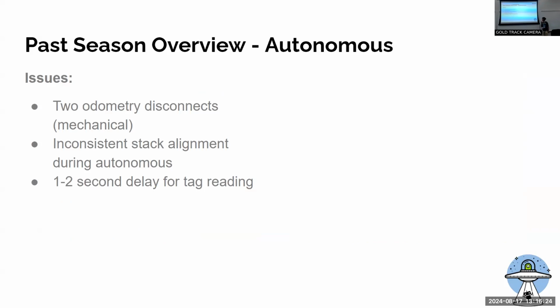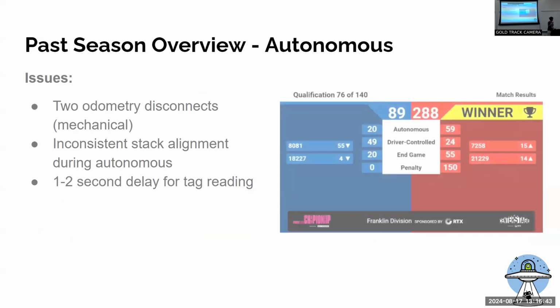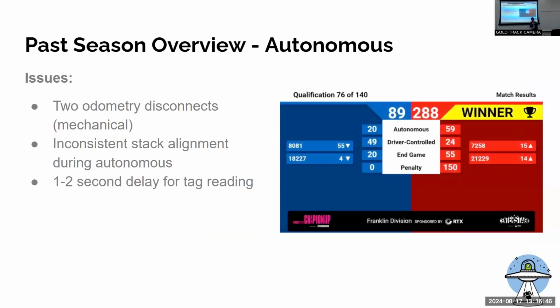So that's what I want to talk about, what I learned from last season's World Championship. The first issue, the most embarrassing one, was the two odometry disconnects. The second one, you can see over here, we got 150 penalties, more penalties than points. We broke pretty much 3 robots in the entire qualification, and it was kind of funny, but not because we lost. But more importantly, I want to focus on the inconsistent stack alignment and the tag reading delay during those times.